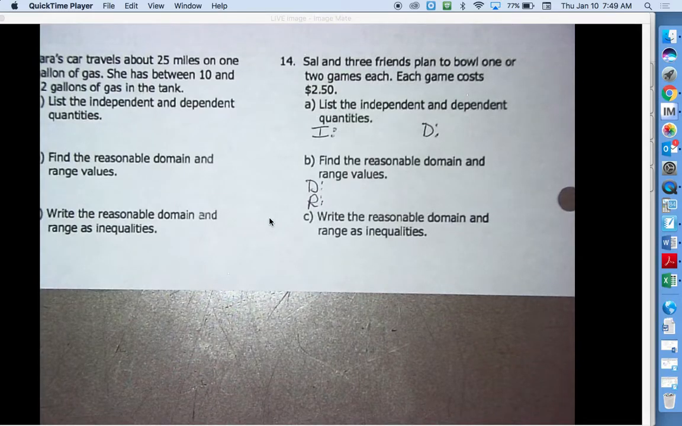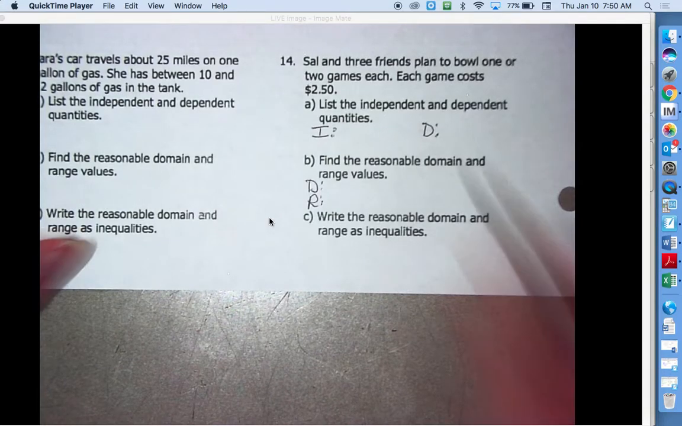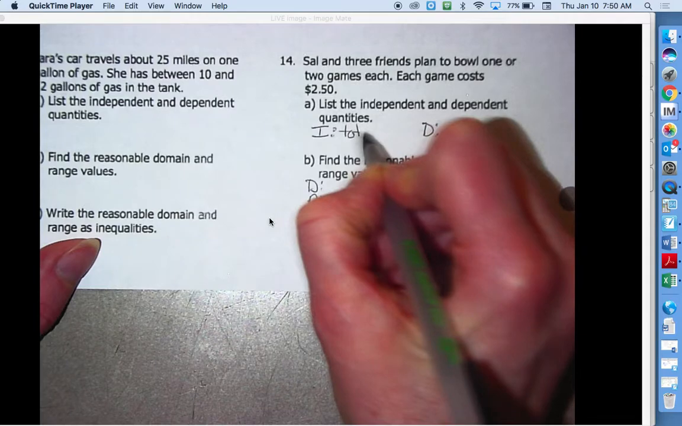Sal and 3 friends plan to bowl 1 or 2 games each. Probably after they bowl the first game, they decide if they want to bowl a second game, and the game costs $2.50. So the independent variable would be what? What would the independent quantity be? What would that be talking about? Jillian? Yeah, so this would be the total number of games.